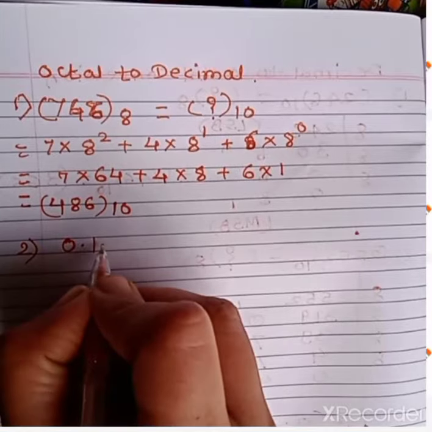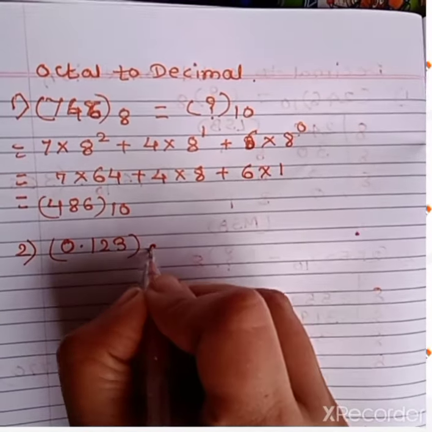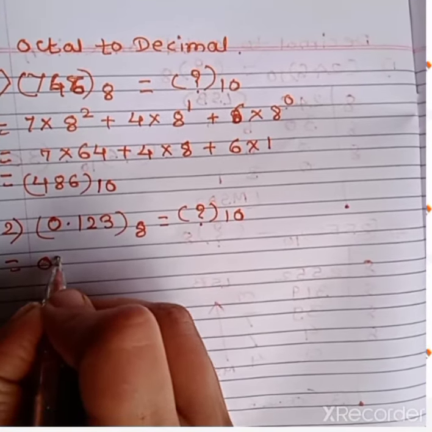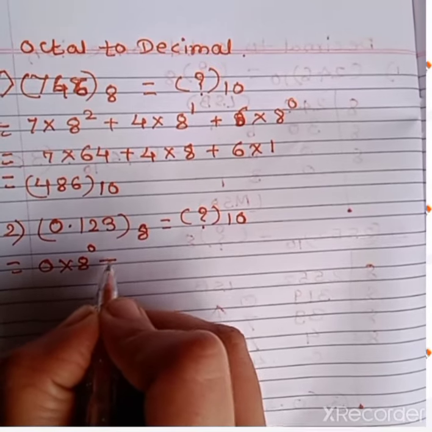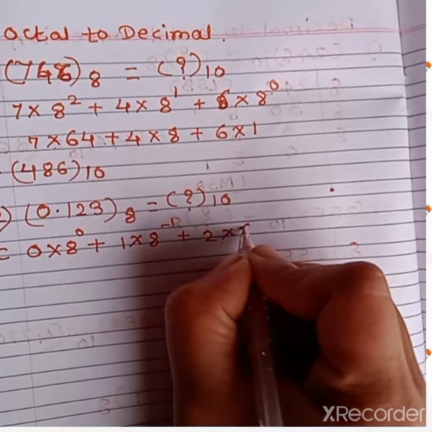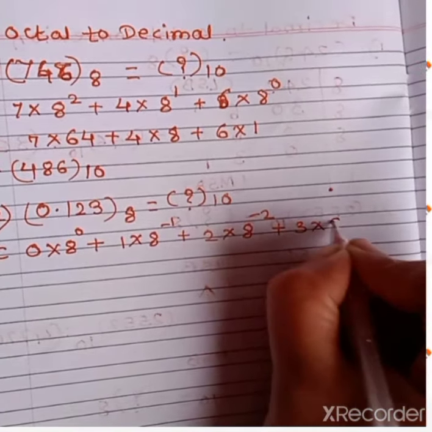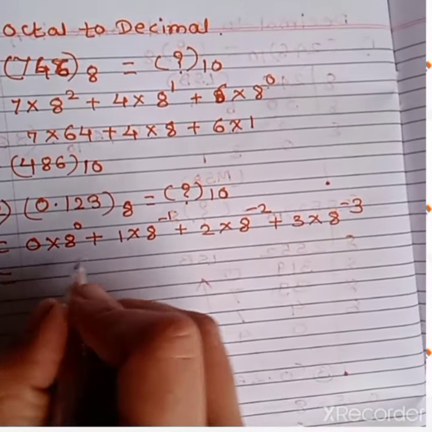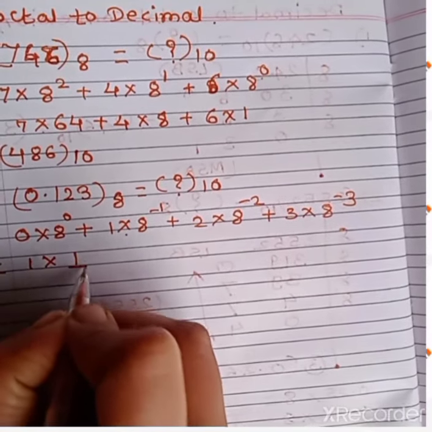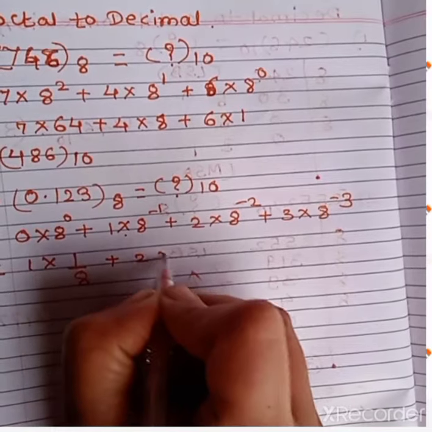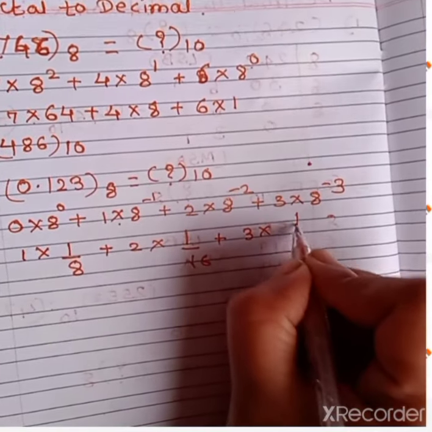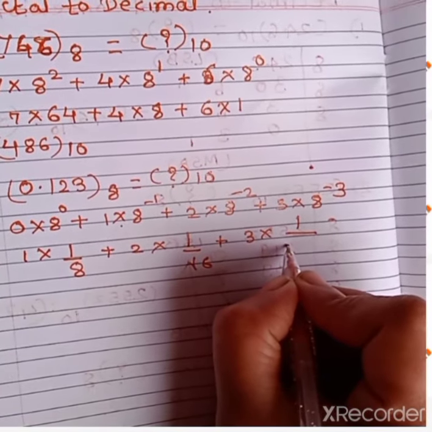Then we'll see the next example, which is a fractional number. Zero into 8 raised to 0, the fractional point is there. So 1 into 8 raised to minus 1 plus 2 into 8 raised to minus 2 plus 3 into 8 raised to minus 3. So here 1 into 1 upon 8 plus 2 into 1 upon 64 plus 3 into 1 upon 512.